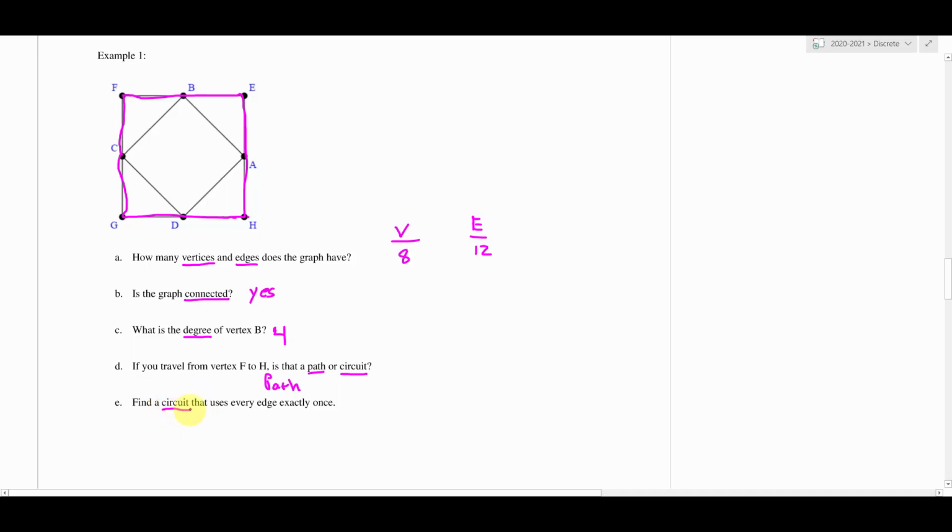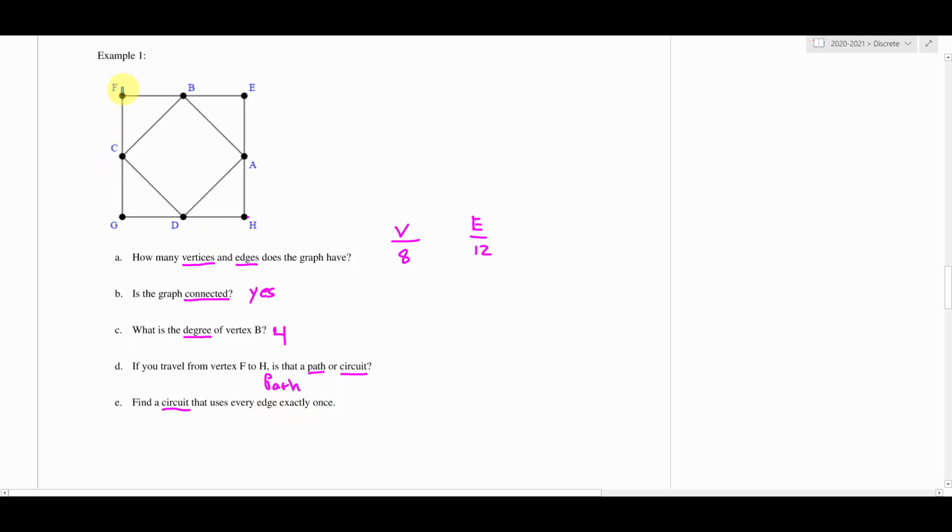Okay. So now this last question is a little bit more of a challenge. They want us to find a circuit under certain conditions. And the conditions are that they want us to use every single edge exactly once. Right? So if you run into a question like this, my recommendation to you is to either print out these notes or draw this graph on your own and grab a highlighter and just start working your way through the graph. And remember, you can use every edge exactly once. So once you've used an edge, you cannot use it again.